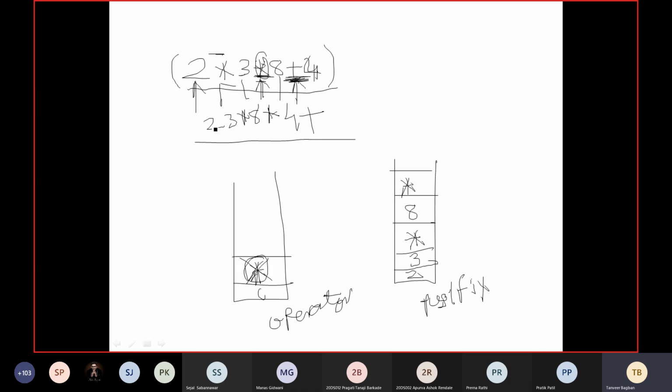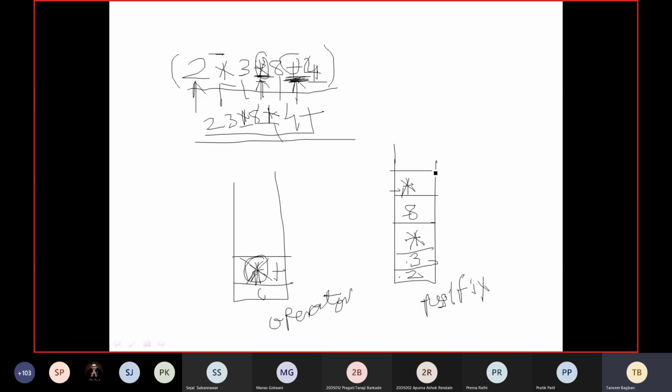See here, we are getting close to this. So 2, 3 multiply, 8, this multiply, and then after removing this multiply and putting it here, what do we do with plus? Now you put plus here. After removing this multiplication and pushing it in the postfix stack, now push plus here. After pushing plus here, we read the next, 4.